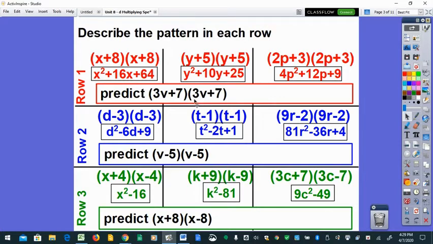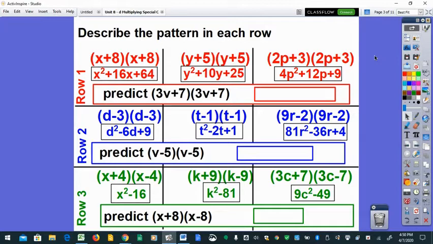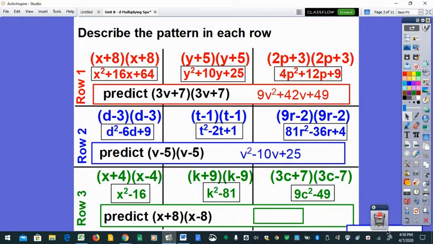Do you know what the first term is? Do you know what the last term is? And can you figure the middle term out by just looking right here? Okay, so let's see how you did. The first one should be 9v squared. That's the 3v times itself. The end term would be the 7 squared. And then the middle term would be 7 times 3v doubled. The next one, the v squared, the negative 5 squared, and the middle term would be negative 5v doubled.